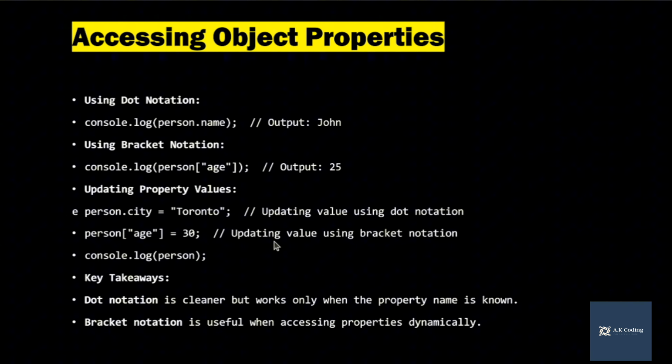Some key takeaways. So you learned how to access the object properties in two ways. The first one is using dot notation, the second one is using bracket notation. And we can also update the property values with these two methods of accessing object properties. So dot notation is cleaner but works only when the property name is known. But bracket notation is useful when accessing properties dynamically.